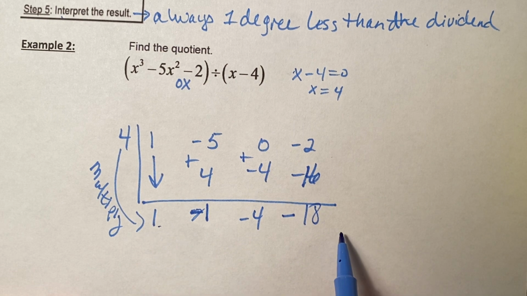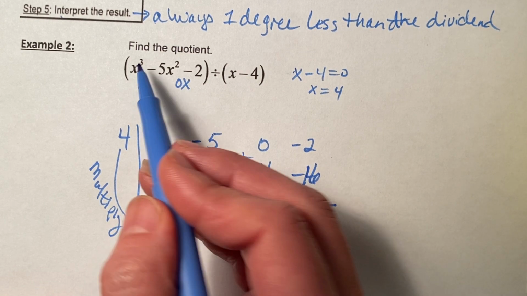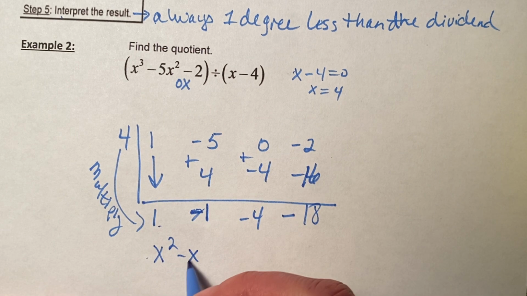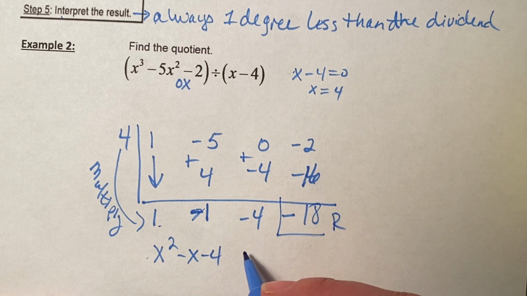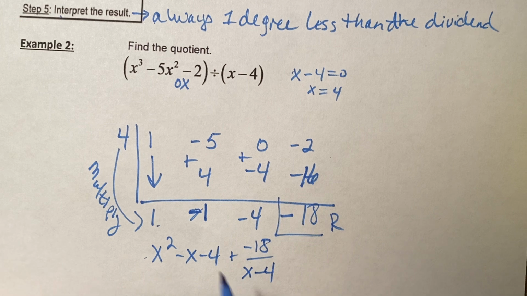So these are our coefficients for our polynomial. Again, one less. It started to the third. And we have our remainder there. And so our quotient using synthetic division.